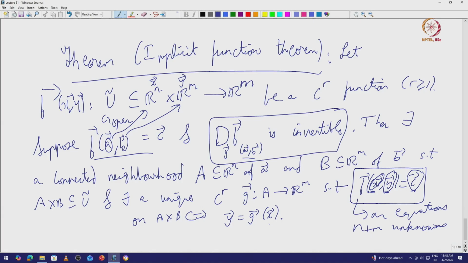Right, so this is the very powerful implicit function theorem, and we will give the proof of this the next time.